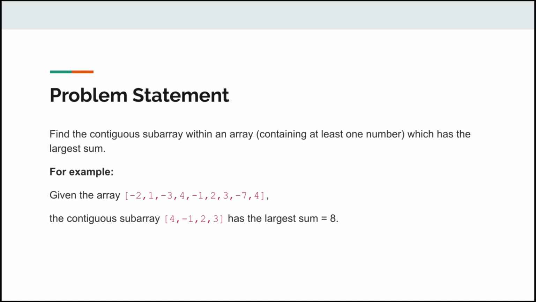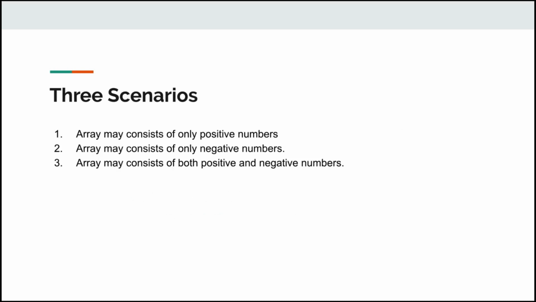So here we need to find a part or a segment of this array which should be contiguous and must have the largest sum. Let's think how we can solve this problem. Here we can have at most 3 scenarios. The first scenario is the array may consist of only positive numbers. The second is the array may consist of only negative numbers. The third is the array may consist of both positive and negative numbers. These are the 3 scenarios we need to think about while solving this problem.